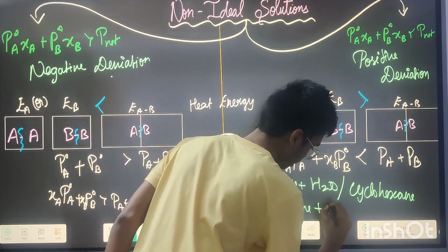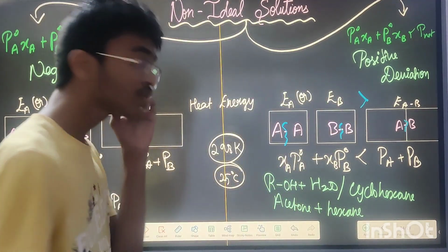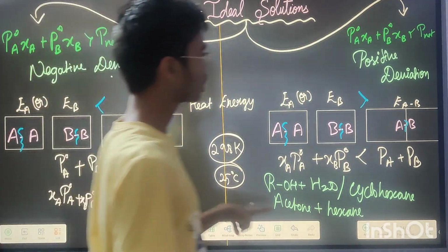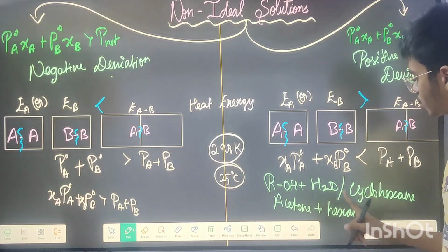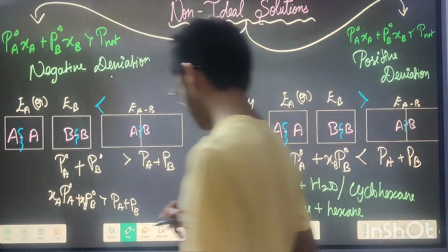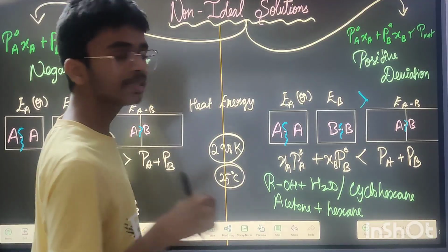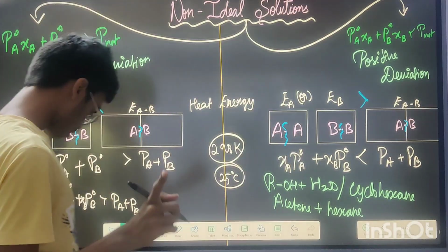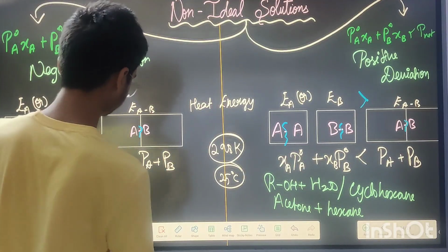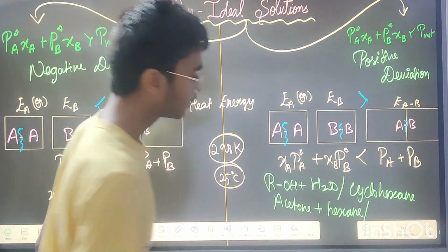Acetone plus hexane. Acetone will be coming here twice. In positive deviation, acetone will come twice, but in negative deviation it will come only once. So acetone plus hexane is also an example. Then carbon disulfide, which is CS2, plus acetone. So instead of hexane you can also add carbon disulfide, CS2.